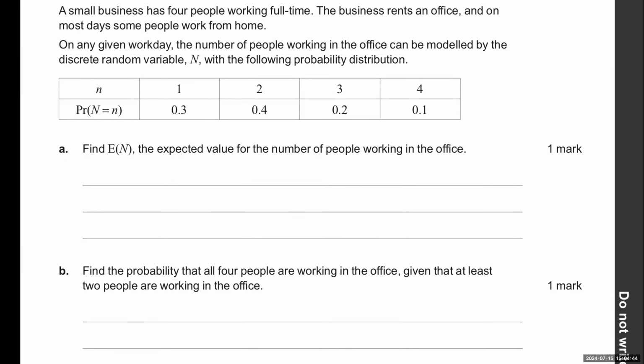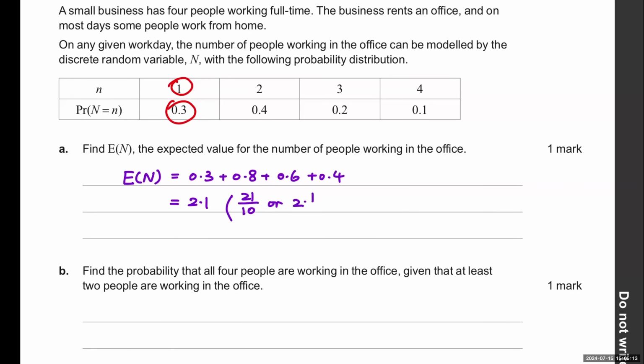Find expected value of n, E(n). So all you need to do is just multiply the n value and the probability values, okay? So what I'm going to do is expected value of n equals to 1 times 0.3 plus 2 times 0.4, 0.8 plus 0.6 plus 0.4. Eventually, I should be able to get a 2.1, okay? Or if you wish, you could retain your answer like 21/10 or 2 and 1/10 as a mixed fraction.